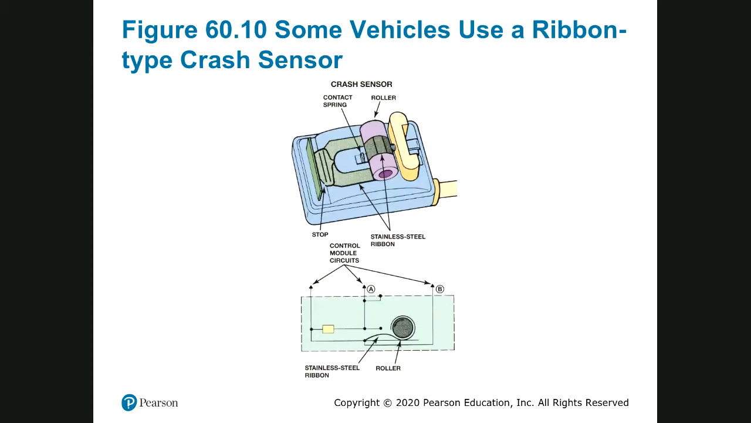Then you have your ribbon sensor. We talked about that metal ribbon. Literally, it's a metal ribbon and a roller here. You can see the stainless steel ribbon there and the roller there. And basically what happens is one side of it here is battery positive on one side. And as it rolls or unrolls, it'll see it contact the other part, the contact spring right here. It's going to roll in, roll up. So be aware of that. I always think of it like a party favor, because that's kind of how it's made there.